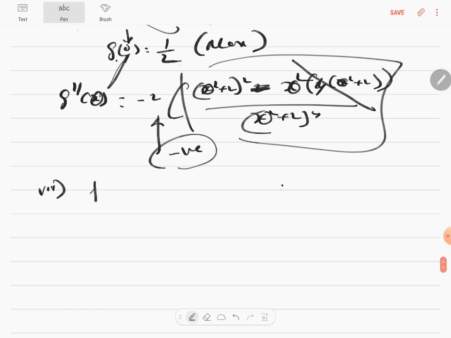So 8th question is f of x is equal to x into root of 1 minus x. f of x is equal to x into root of 1 minus x. When you have this sum, normally, whenever you see a square root, you should always square both sides.